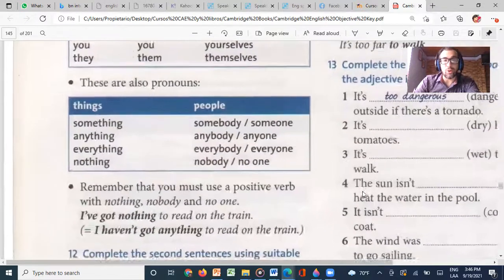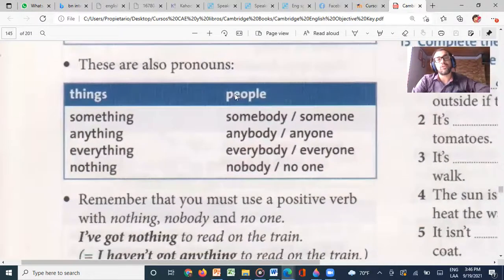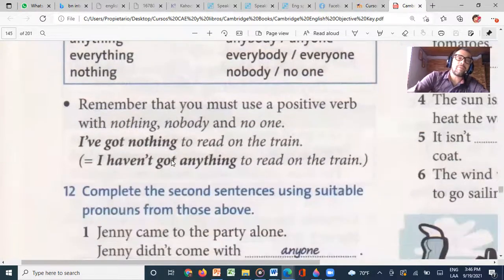But there are also other pronouns. For example, for things, I can use something, anything, everything or nothing. For people, I can use somebody or someone, anybody or anyone, everybody or everyone, or nobody and no one. So remember that you must use a positive verb with nothing, nobody, and no one. For example, I've got nothing to read on the train, or I haven't got anything to read on the train.